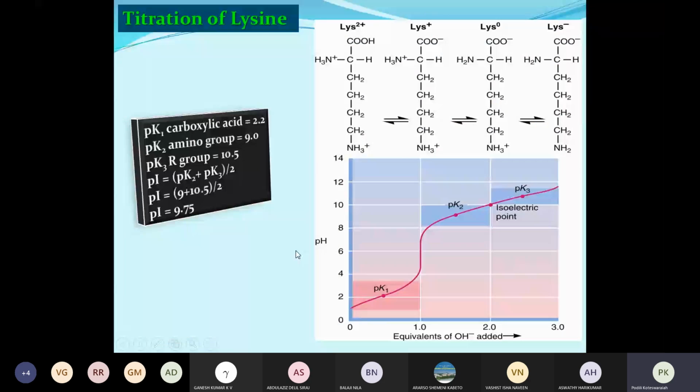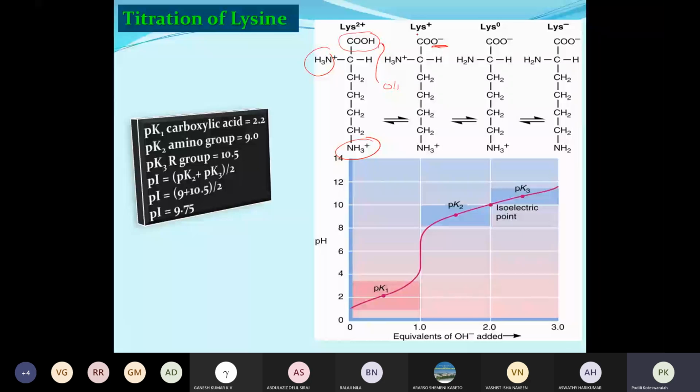Coming to the titration curve of a basic amino acid, we have lysine, which is a basic amino acid. As usual, at extreme lower pH, all the three functional groups, the alpha carboxyl group, the alpha amino group, and the side chain amino group, are protonated. When it is titrated with alkali, when the alkali is added, first the alpha carboxyl group loses a proton and it becomes COO minus.